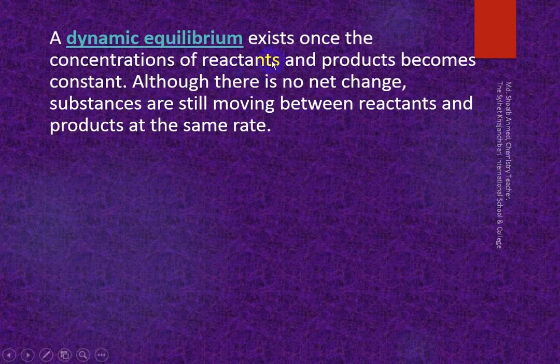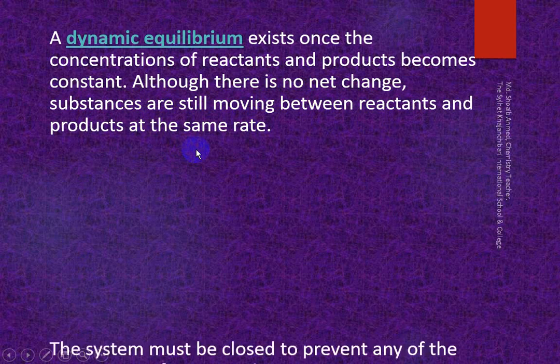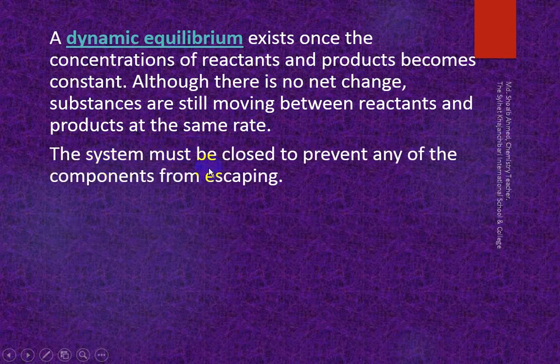A dynamic equilibrium exists once the concentration of the reactant and product become constant. Although there is no net change, substances are still moving between reactant and product at the same rate. The system must be closed to prevent any of the components from escaping.